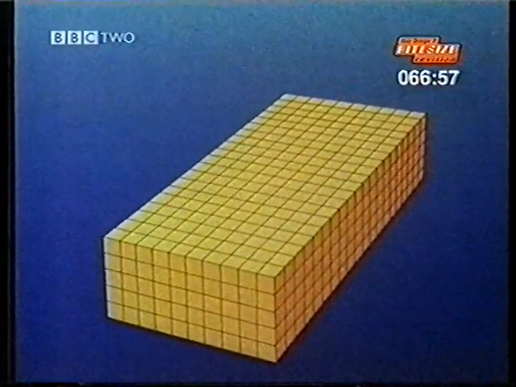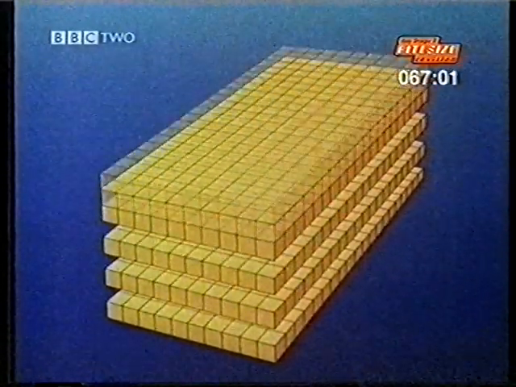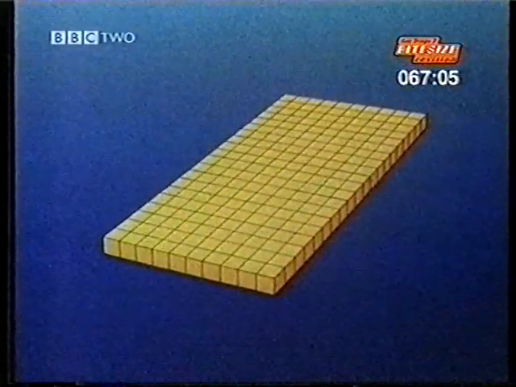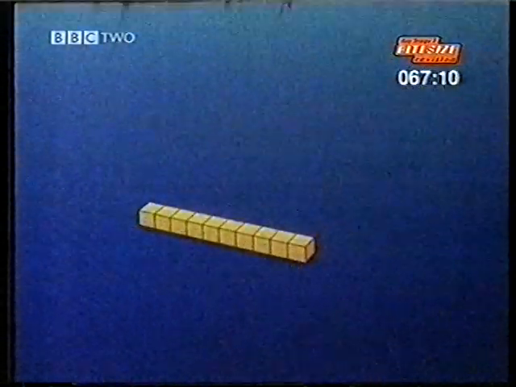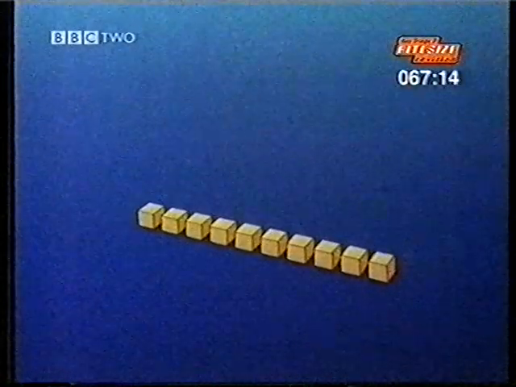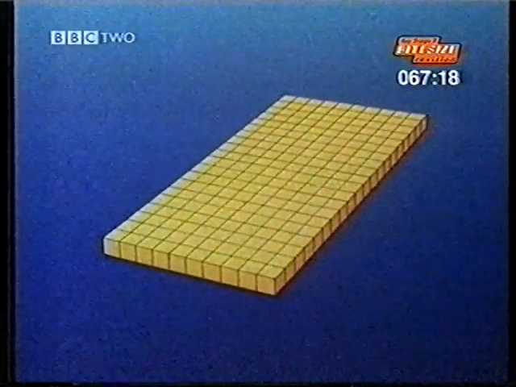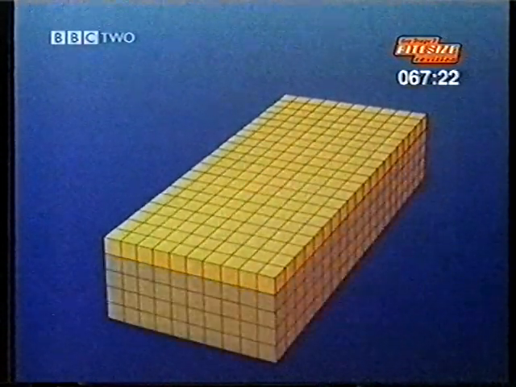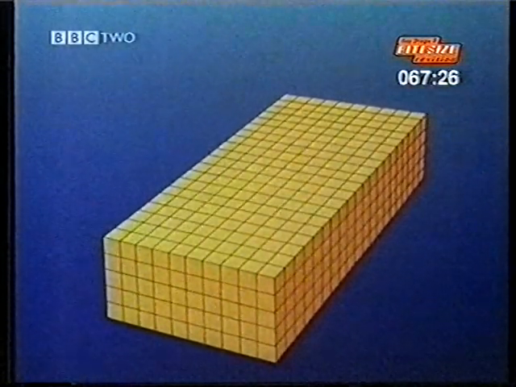Imagine these cubes are blocks of ice. There are 5 layers. And in each layer, there are 20 rows. If we break up the rows still further, we can see that there are 10 cubes in each row. So in one layer, there are 20 rows of 10 cubes. Altogether, there are 200 cubes of ice. There are 5 layers of 200 cubes, giving us a total of 1,000 cubes of ice.